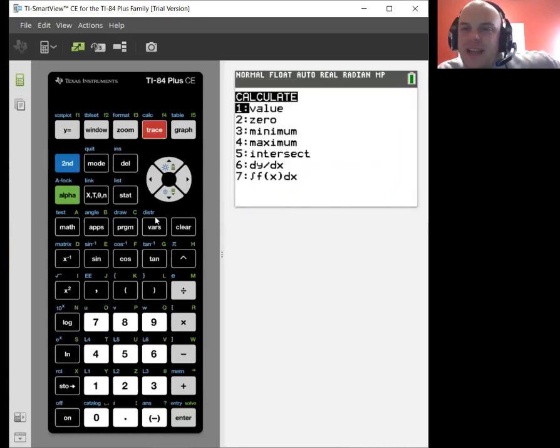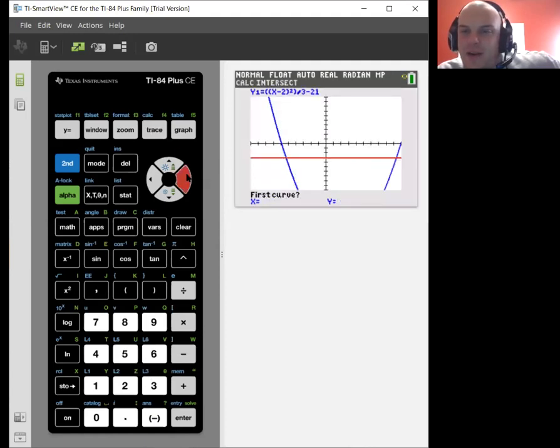We can do this again, second calculate, intersection. I can go all the way over. Notice I'm just holding down the right arrow. I'm at 3. I need to get to about 9 something for this to pop up. Whew, took a while. So first curve, I'm decently close. Second curve, I'm decently close. You just want to be decently close to that. And that's your second answer.